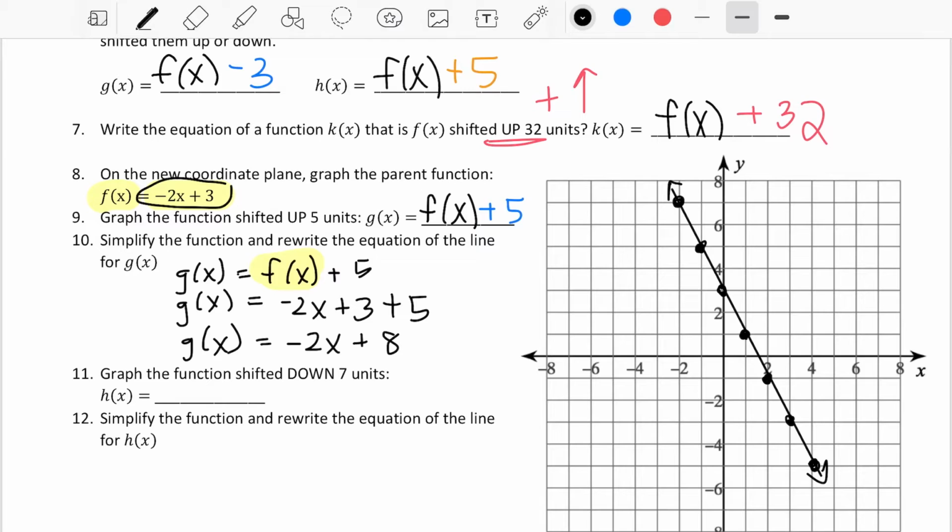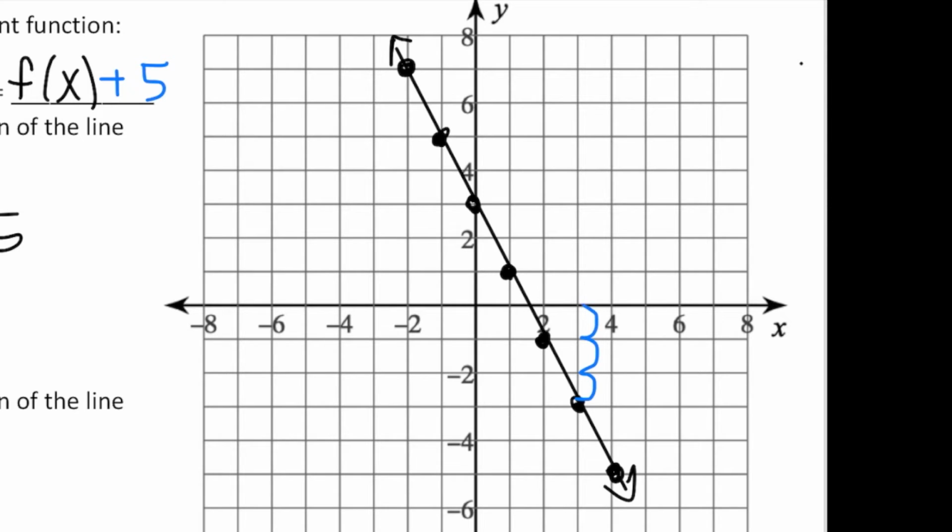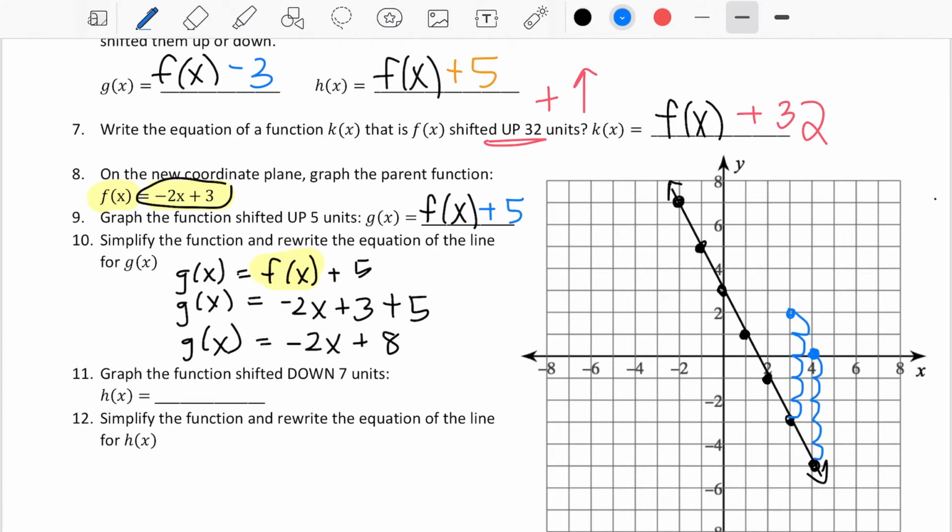This is the same line that we would get if we were to graph g of x equals f of x plus 5. We graph that by moving each point of the parent function up 5 spaces. We can graph g of x equals negative 2x plus 8 by starting on 0, 8 on the y-axis and moving down 2 and to the right 1. And you can see that here we're going to end up creating the same line. They're the same thing, just one is emphasizing the transformation of the original parent function, and the other is just a regular equation that we can graph without knowing the original parent function.